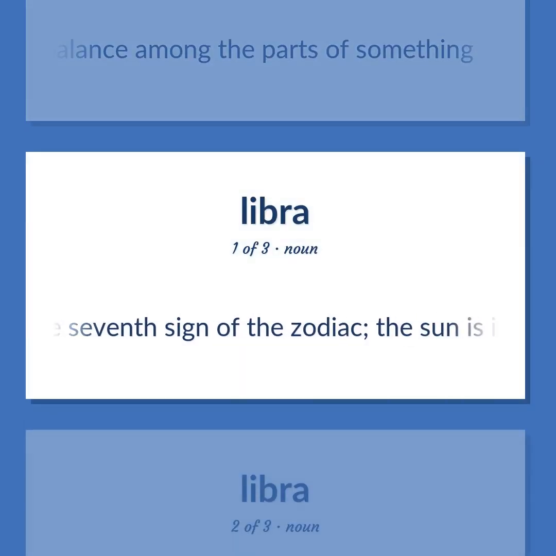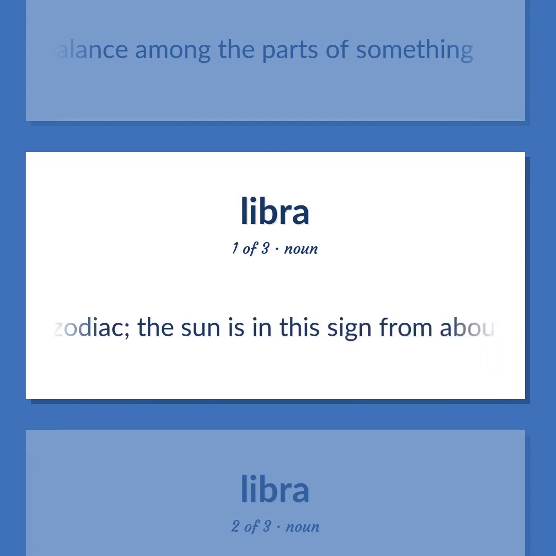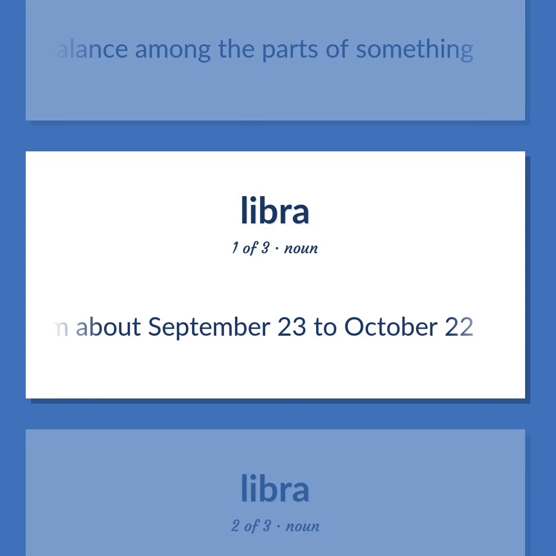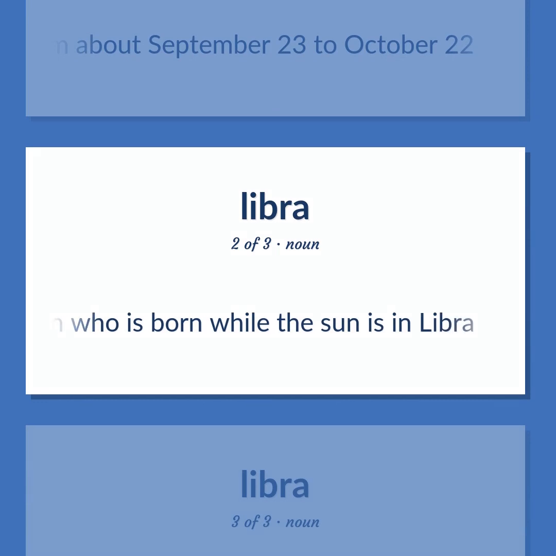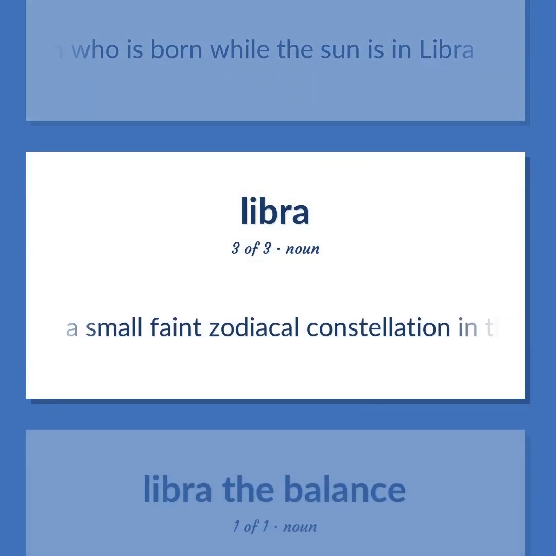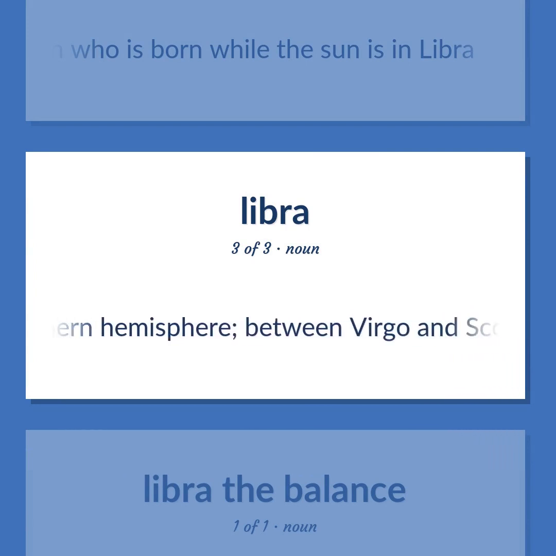The seventh sign of the zodiac. The sun is in this sign from about September 23rd to October 22nd. Astrology. A person who is born while the sun is in Libra. A small faint zodiacal constellation in the southern hemisphere, between Virgo and Scorpius.